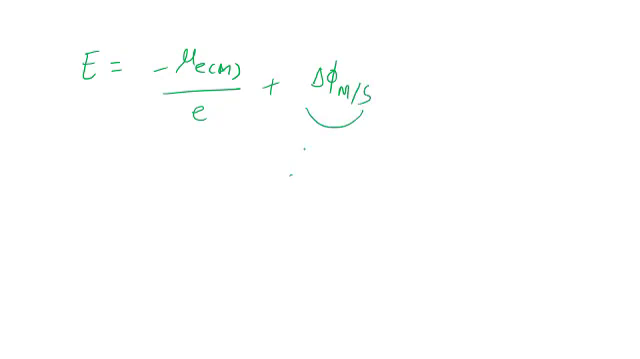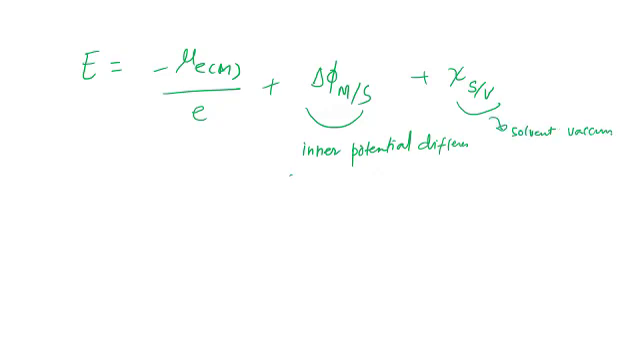So in other words, we can write electrode potential E as minus mu E metal divided by E plus delta phi m by s. This is the inner potential difference, right? Plus chi of s by v. This is the solvent in vacuum, the electrolyte in vacuum. This is the surface energy of the solvent in vacuum. So this is what corresponds to the absolute electrode potential.